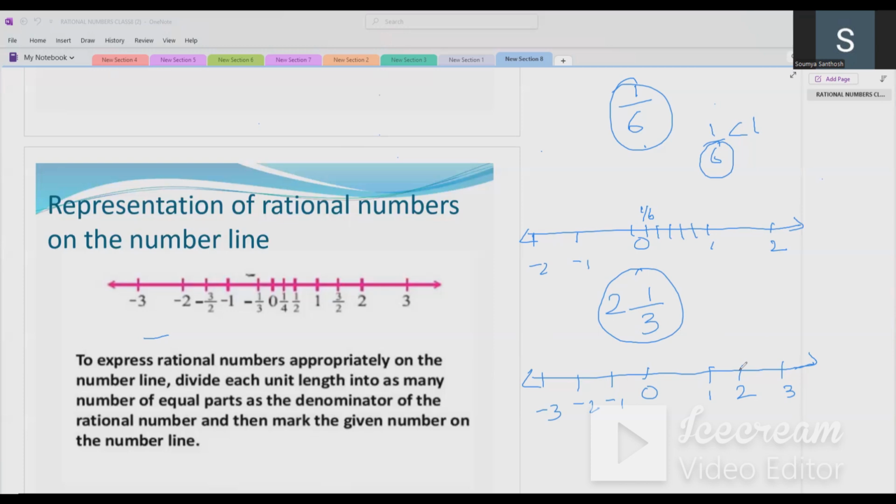Now 2 here. Now take only this fractional part, 1/3. So how many parts should I divide? 3 equal parts. 1, 2, 3 equal parts. So this should be 1/3. 2 1/3. Got it? Now, one more example. I will show you one more example.